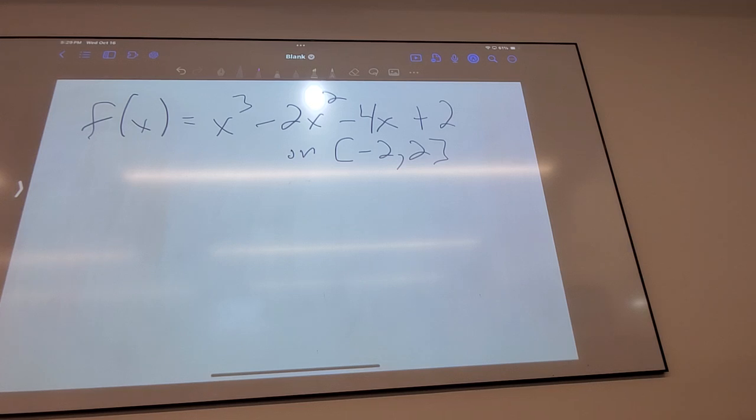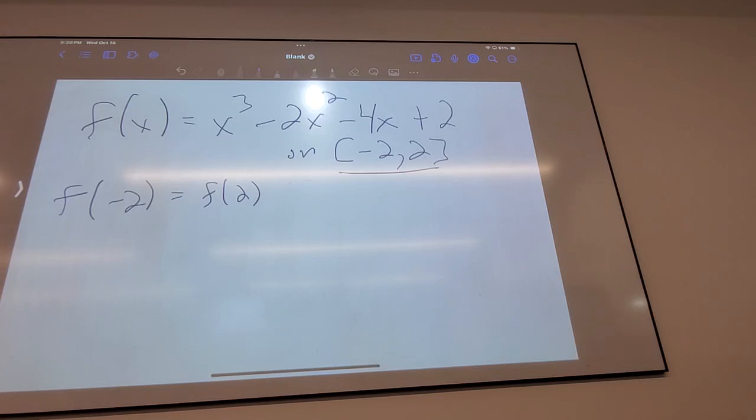So more specifically, what has to be true? f of -2 must equal f of 2. So if you plug -2 in, what do you get? -8 minus 8 is -16. Plus 8 is -8, plus 2 is -6. If you plug 2 in, you get 8 minus 8, which is 0, minus 8 plus 2 is -6. So you get -6 either way. You guys kind of with me?